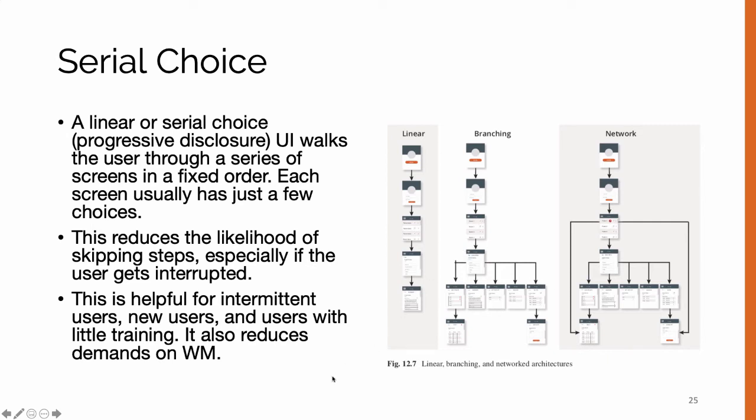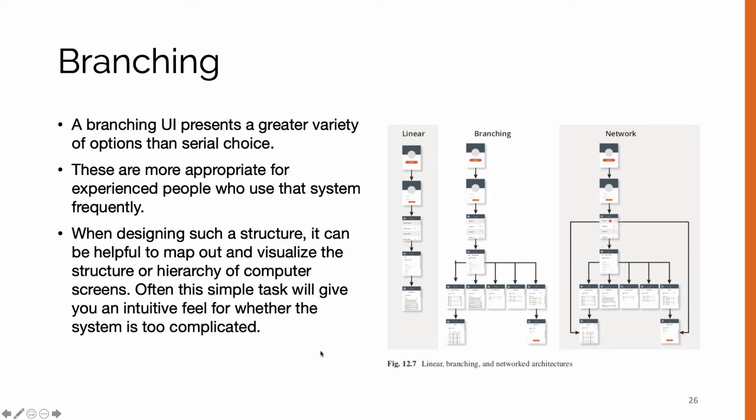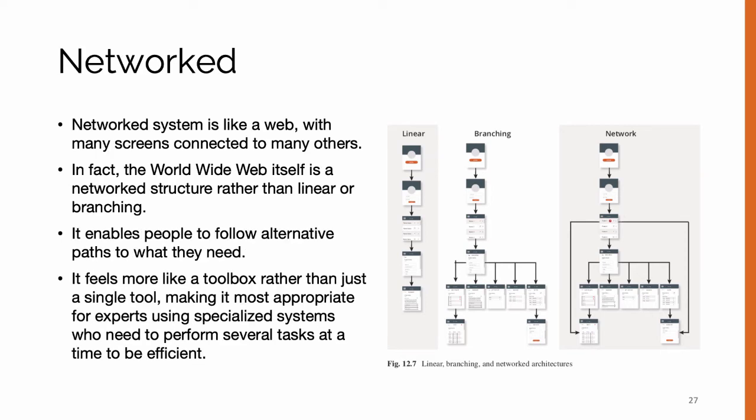So the linear approach tends to reduce the likelihood of skipping steps, especially if you got interrupted, and is really helpful for infrequent users. The branching approach presents a greater variety of options, probably more useful for experienced people or people who use the system frequently. And the networked approach is similar to the World Wide Web, frankly. It's kind of like a toolkit. People can do more or less whatever they want. The problem is you don't give them as much guidance. They have to figure things out a little bit more themselves by exploring.